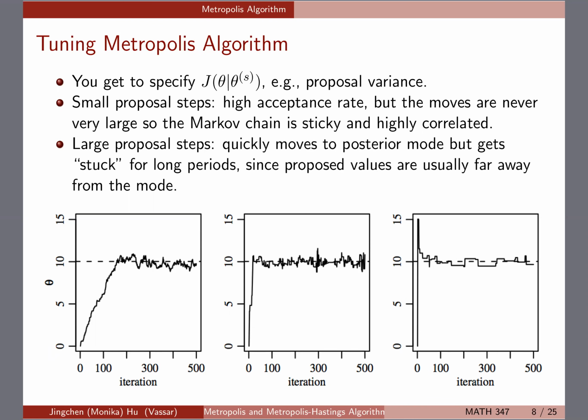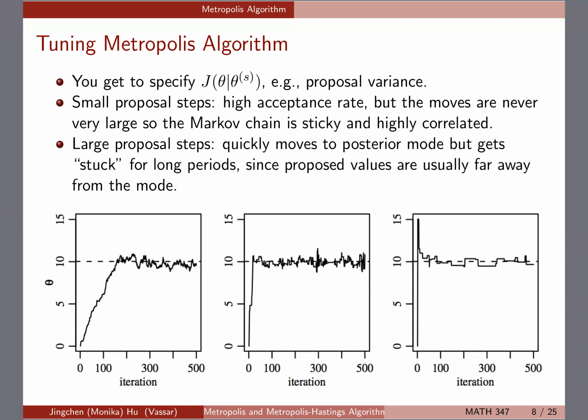And so those are large proposal steps. You can quickly move to the posterior mode, but can get stuck for long periods because the proposals are usually far away from the mode. But if you have a small standard deviation, like C is small, then you're probably going to have a high acceptance rate. So acceptance rate, sorry, I didn't explain it earlier. Acceptance rate is when you look at your whole chain in the end, you're looking at how many times you get accepted to jump to the value that you propose.